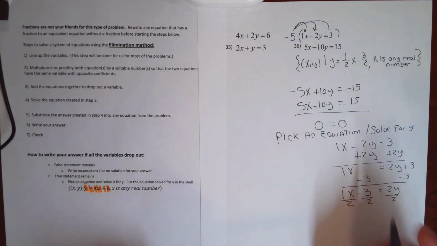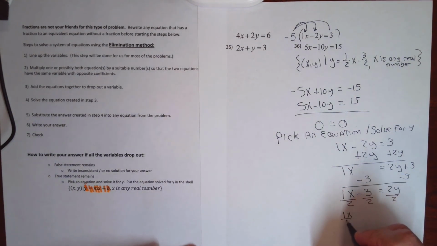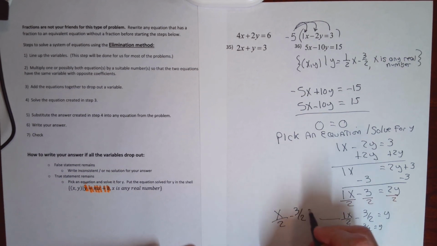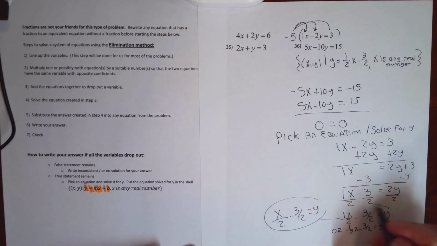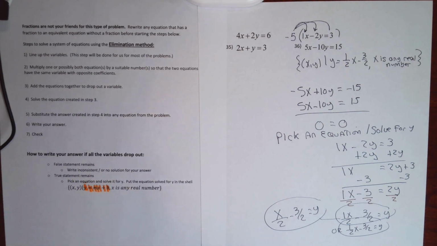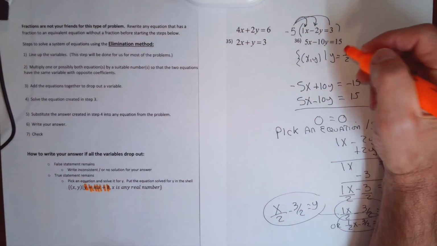And then I could write either 1x over 2 minus 3 halves equals y. And this x can be drawn out front. It'd be equivalently okay to say 1/2 x minus 3 halves equals y. And I could have even written it as x over 2 minus 3 halves equals y. All 3 of these are considered solved for y. All 3 of these could go in the shell of my answer with the y first. And I picked this one because that's kind of the most common way to do it.